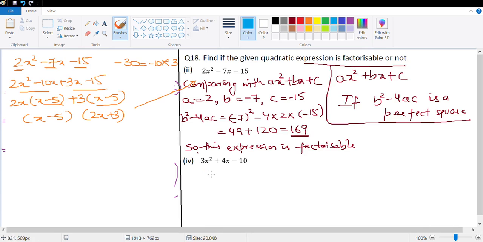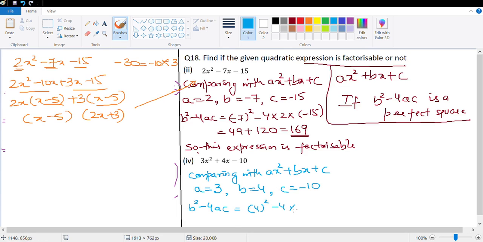Next one, 3x squared plus 4x minus 10. So comparing with ax squared plus bx plus c, I get a is equal to 3, b is equal to 4, c is equal to negative 10, which means b square minus 4ac is 4 square minus 4 into 3 into negative 10. 4 square, 16, negative into negative is positive, so 4 into 3, 12, 12 into 10, 120, which is 136, which is not a perfect square.